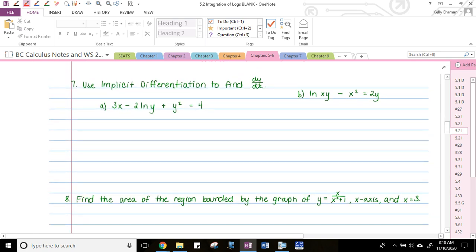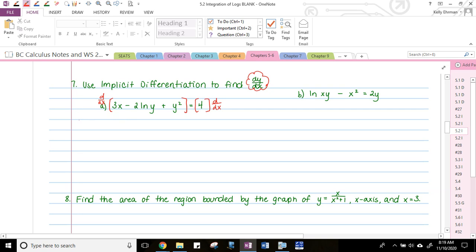Number 7, use implicit differentiation to find dy/dx. So what is that again? That's where you have this equation in terms of both x and y, and we want to find dy/dx. So remember, you differentiate with respect to x on both sides, and then any variable that's not an x gets a dy/dx in this case. Or if there were t's in there, it'd get a dt/dx, whatever. So you get a little extra chain rule for any non-x terms.